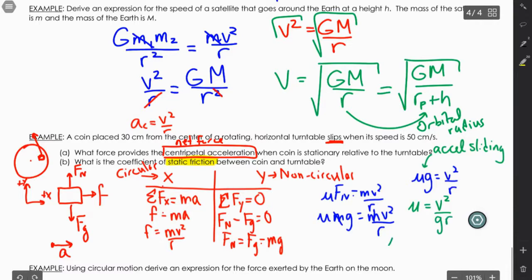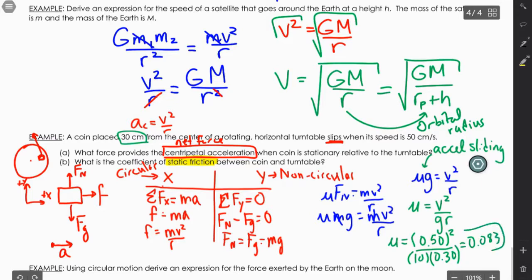And now we just plug in our values. It says at 50 centimeters per second, or 0.5, squared, divided by 10 times the radius, or where it's placed, of 0.30. And we find that the coefficient of friction is 0.083. So the coefficient of friction between the turntable and the coin is 0.083.